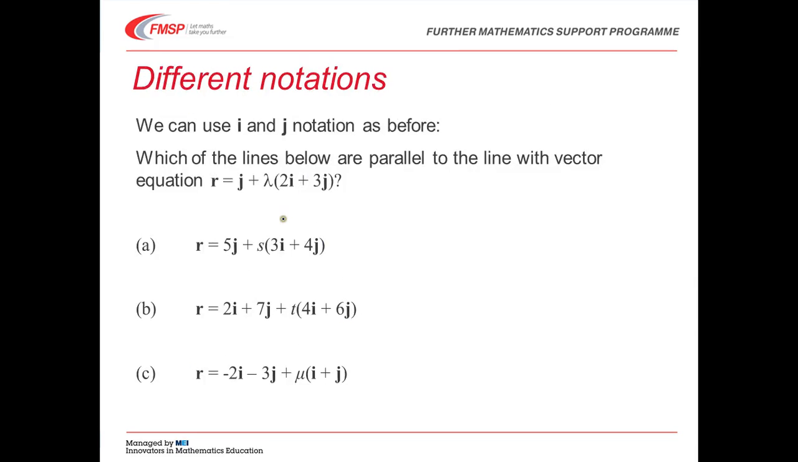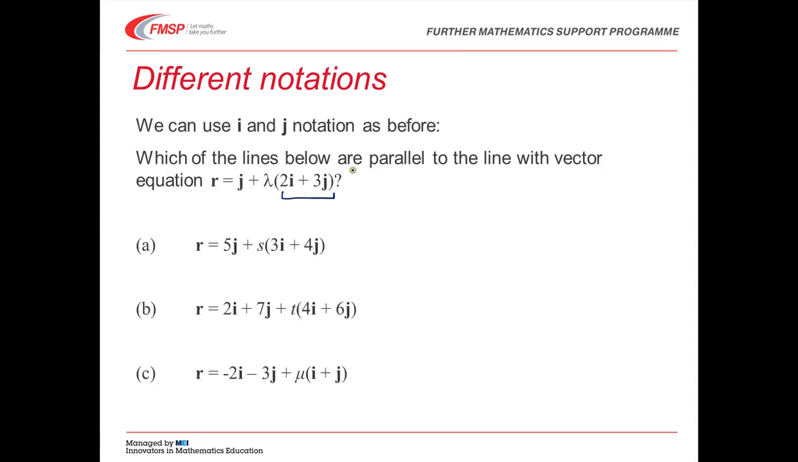We can use i and j notation for this, as we've used elsewhere. Personally, I find it easier to work in column vectors, so whatever the question looks like, I will always translate into column vectors. But you need to be able to read in i and j notation, and you need to be able to put your final answer back into that notation if that is what the question is asking for. So in this example, my direction vector is here 2i plus 3j.